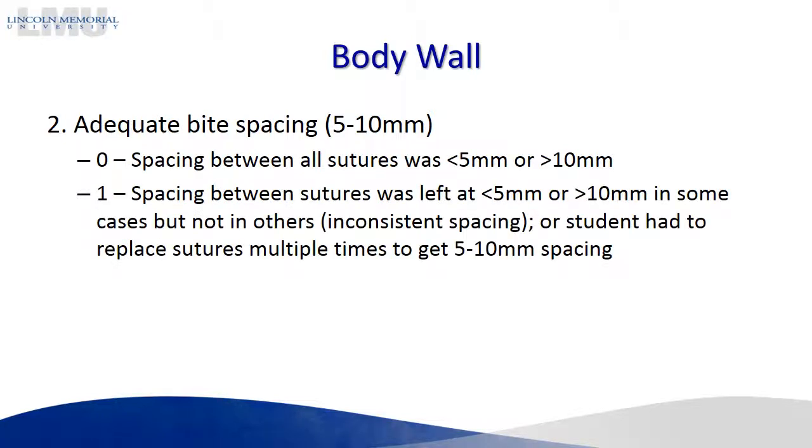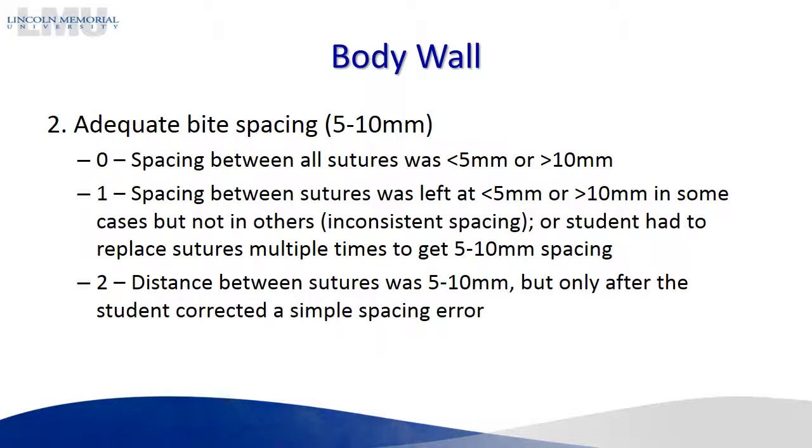A borderline student, or a 1 student, is going to be where the spacing between the sutures was less than 5 millimeters or greater than 10 millimeters in some cases, but not in others. In other words, this is a student who inconsistently spaces their sutures, with sometimes appropriate, sometimes not appropriate spacing, or the student had to replace their sutures multiple times to get to that 5 to 10 millimeter spacing. It may have created some excess tissue trauma in the process of replacing those sutures, taken up a lot of time, and the efficiency suffered.